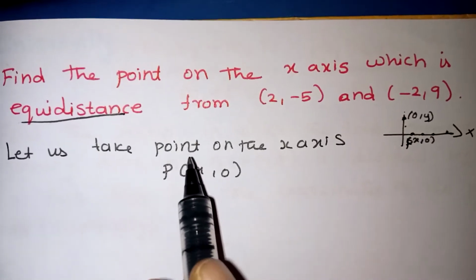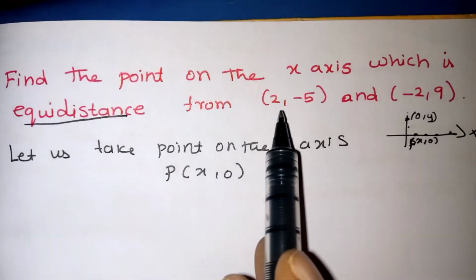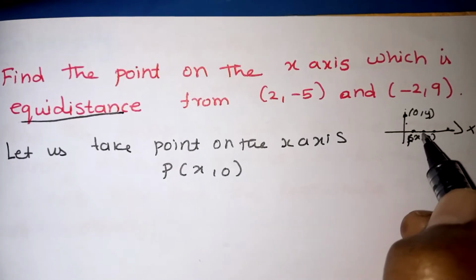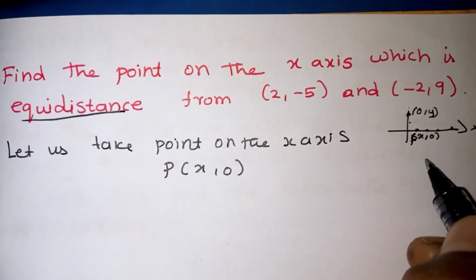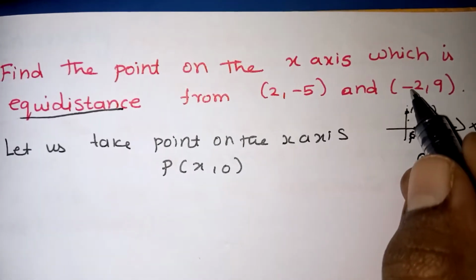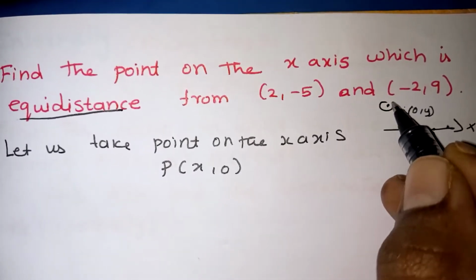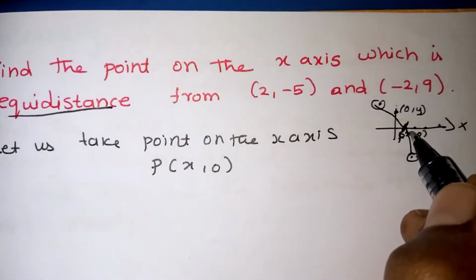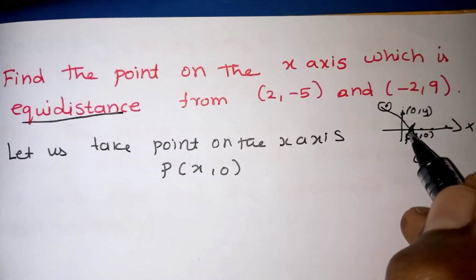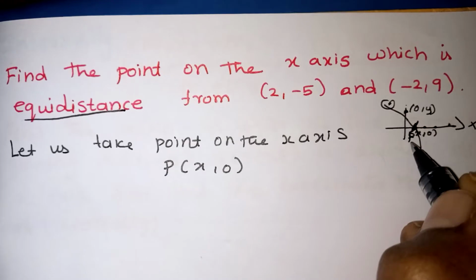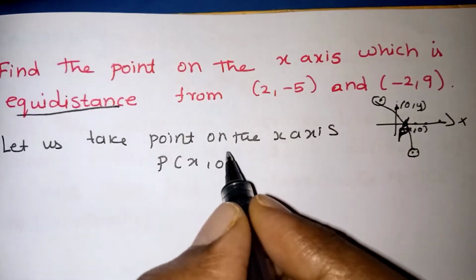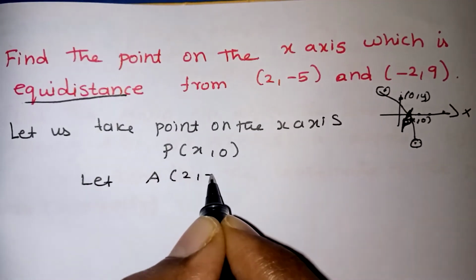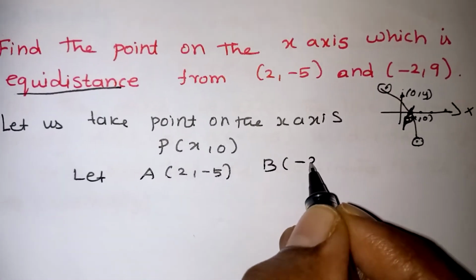So what does the question mean? It is equidistant from (2, -5) and (-2, 9). So (2, -5) is somewhere here, and (-2, 9) will be coming here. That means this x-axis point will be equidistant from these 2 points. We don't know where it's going to lie, but these 2 points are at equal distance from this point. That is the question. We have named this P. Let us take this point as A and this point as B. So A is the point (2, -5) and B is the point (-2, 9).